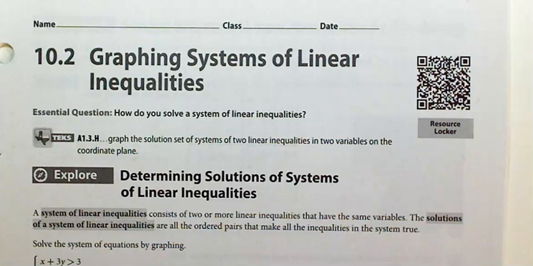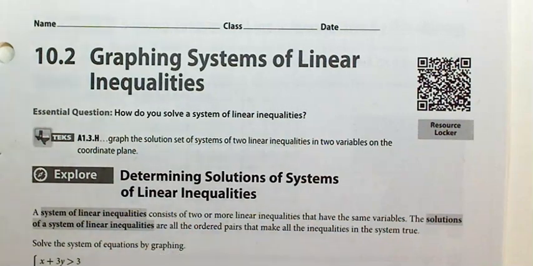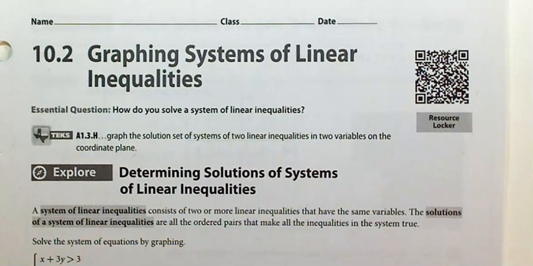This is Module 10, Lesson 2, and we are going to be looking at how to graph systems of linear inequalities. You've done systems of linear equations. That's what we did in Module 9, and even a little bit in Module 10.1, where you have a system that graphs out as two lines. The two lines can either cross, which means you have one solution where the lines cross.